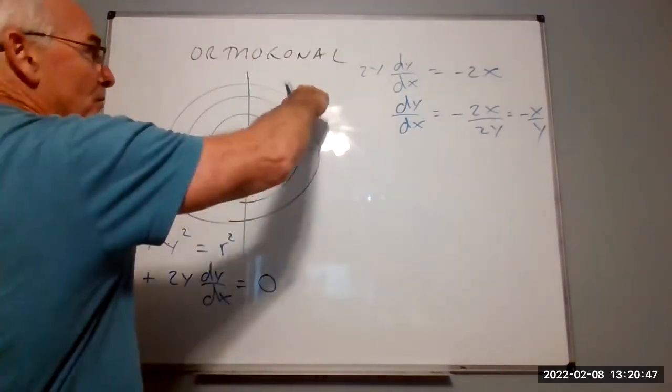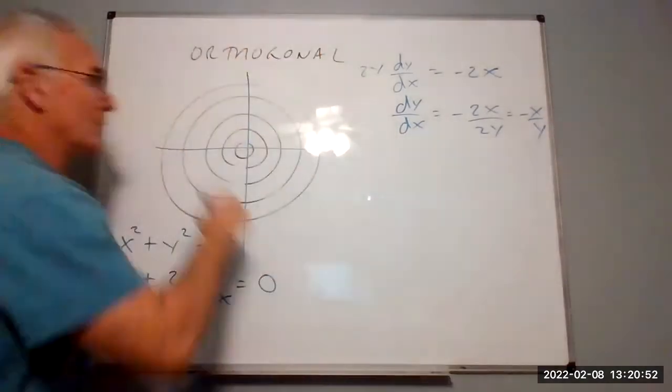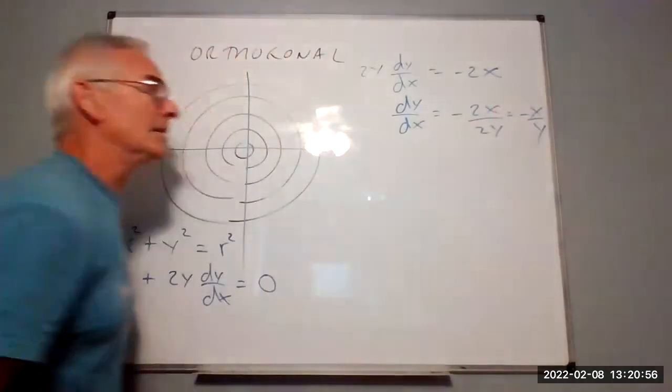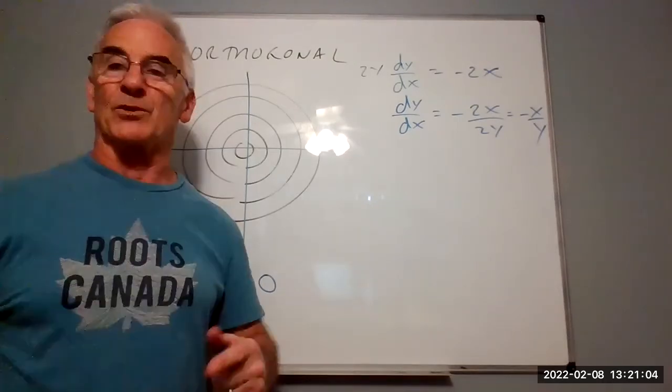Anywhere in the first quadrant, I should have negative slopes. Anywhere in the second quadrant, I should have positive slopes because now my x's are negative. Great. I just told you what the slope of the tangent line is at every point on the circle. But I would like the set of curves that are orthogonal to these.